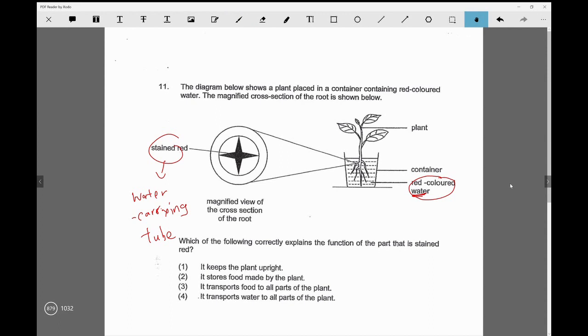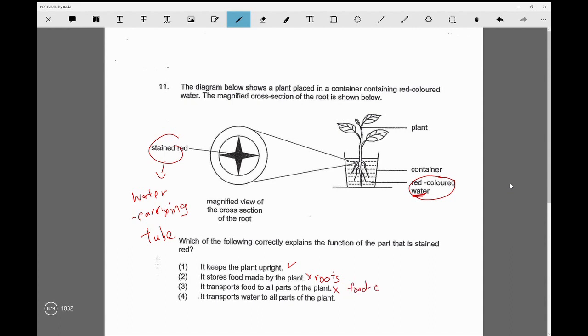It keeps the plant upright. Okay, actually this is true. Okay, I will look at all the other options first. You always choose the best option out of the 4. It store food, no, that's the job of the roots. Transport food to all parts of the plant, no, that is the food carrying tube.